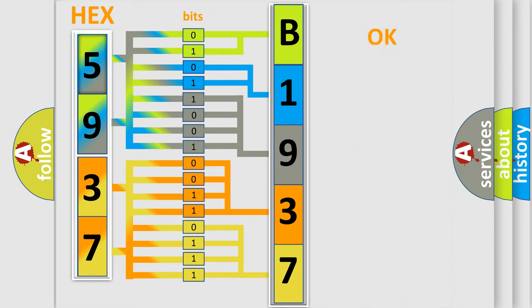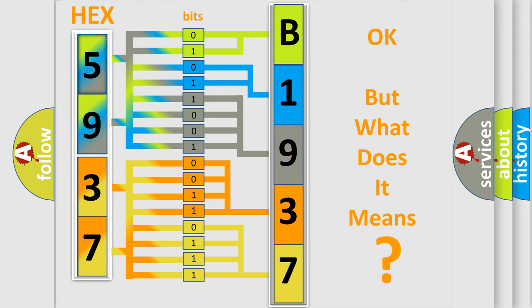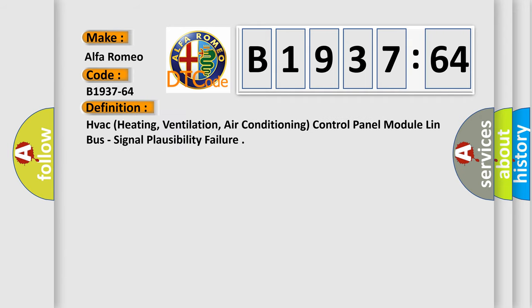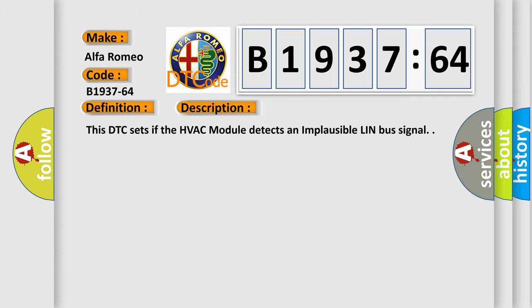We now know in what way the diagnostic tool translates the received information into a more comprehensible format. The number itself does not make sense to us if we cannot assign information to what it actually expresses. So, what does the Diagnostic Trouble Code B1937-64 interpret specifically for Alfa Romeo car manufacturers? The basic definition is: HVAC (heating, ventilation, air conditioning) control panel module LIN bus, signal plausibility failure.